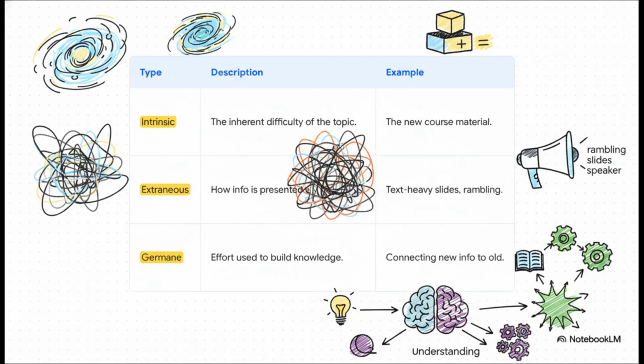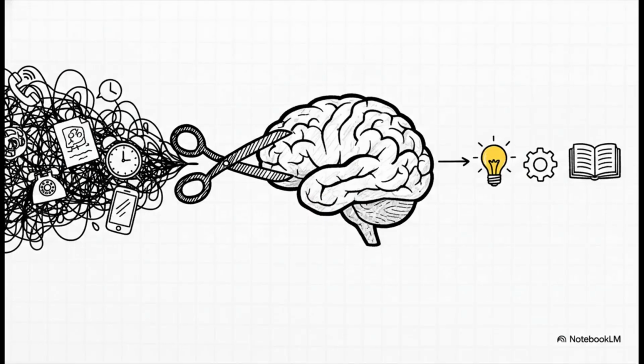Next is extraneous load. Now, this is the bad guy. This is all the junk that gets in the way. The horrible slide design, the speaker who won't stop rambling, all the distractions. It's effort that has nothing to do with learning. And finally, there's germane load. This is the good stuff. This is the productive mental effort your brain uses to actually build understanding and connect new ideas to what you already know.